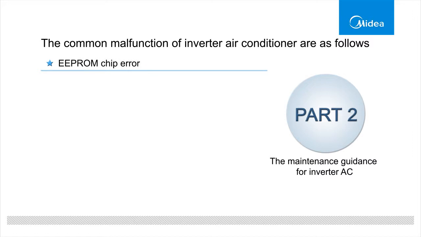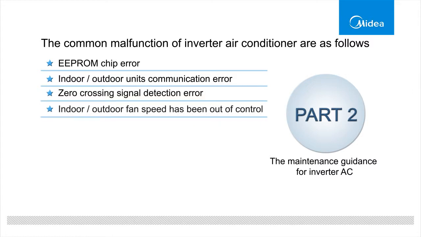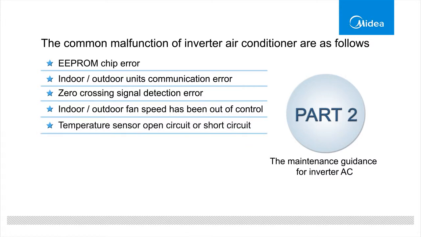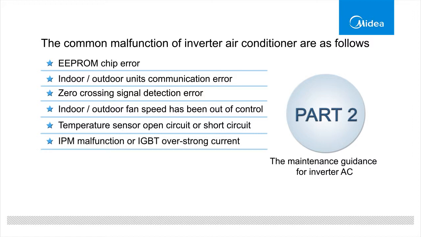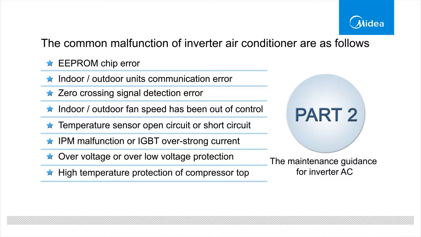EEPROM chip error, indoor-outdoor units communication error, zero crossing signal detection error, indoor-outdoor fan speed out of control, temperature sensor open circuit or short circuit, IPM malfunction or IGBT over strong current, over voltage or over low voltage protection, high temperature protection of compressor top, inverter compressor drive error.